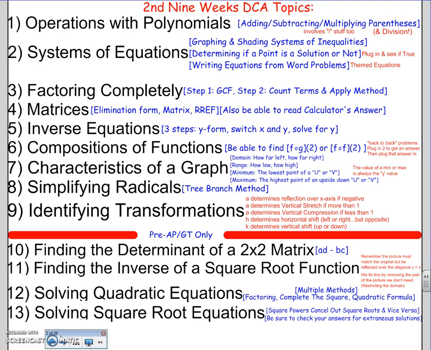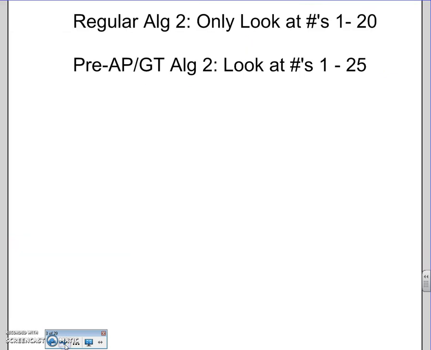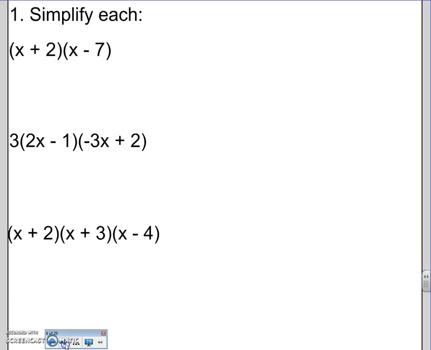Here are the test topics. You can pause it here to read all of them, but the first 9 are for everybody, regular and pre-AP, and then the last 10 through 13 is for pre-AP only. And I have some side comments next to the topic. And a reminder, regular only does numbers 1 through 20, and pre-AP GT does 1 through 25.